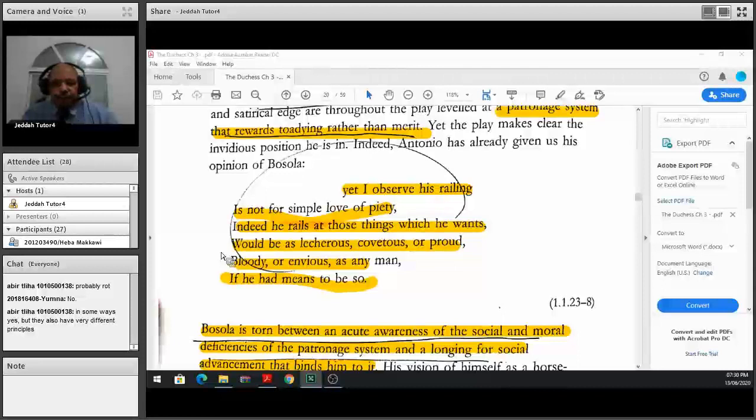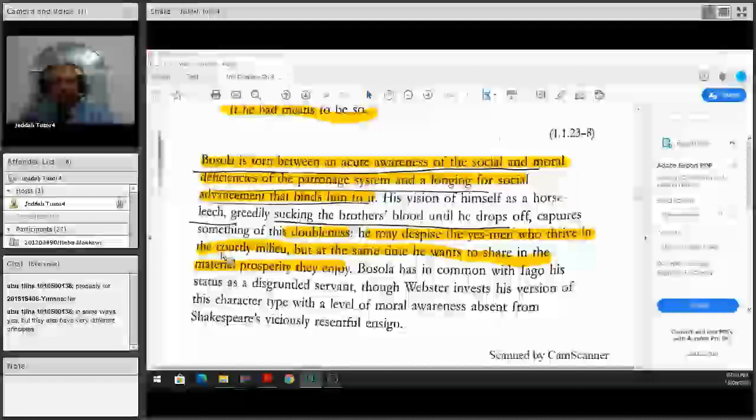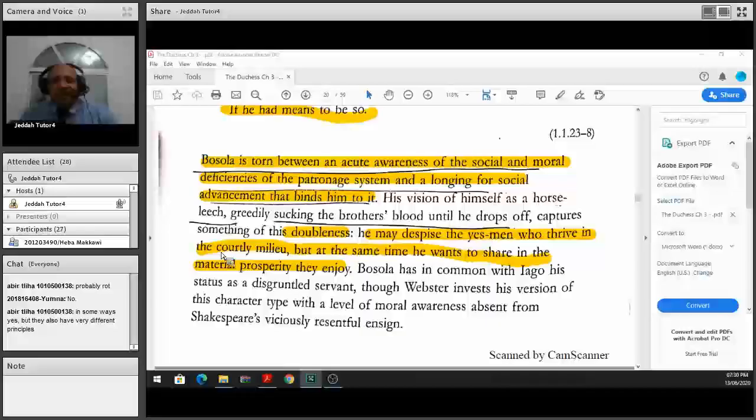He is trying to say, he is railing at the court and he is criticizing. But if he is given the opportunity to be as bad as everybody else, to be involved and to be part of them and to work for them, he would welcome the opportunity. So as you can see, Bosola is torn between an acute awareness of the social and moral deficiencies of the patronage system and a longing for social advancement. He is torn apart between these two. He wants reform, social and moral, but at the same time he also wants to get promoted and improve his station in life.